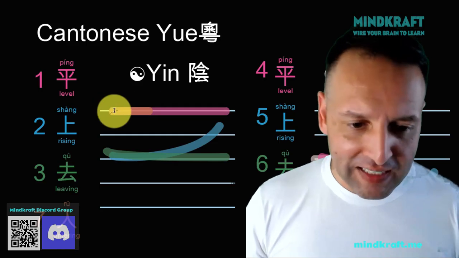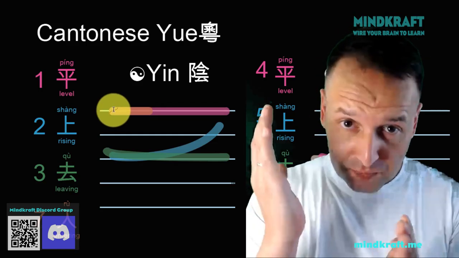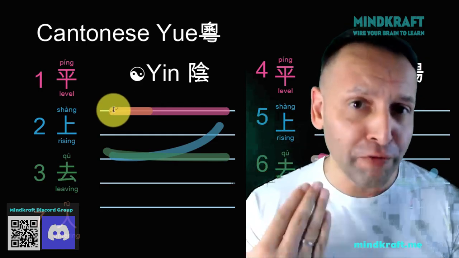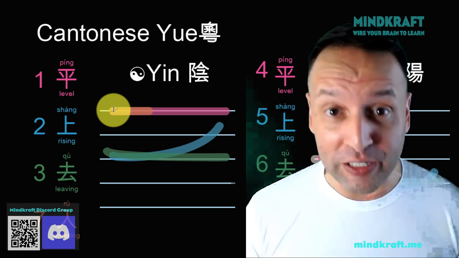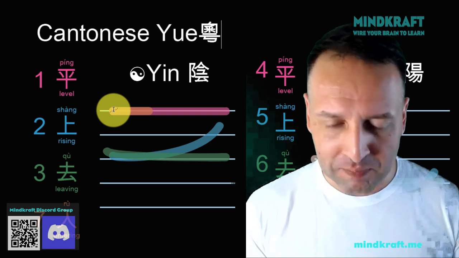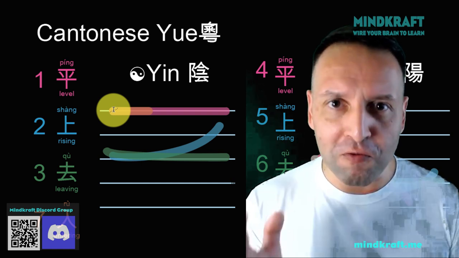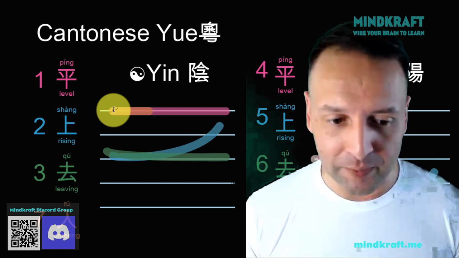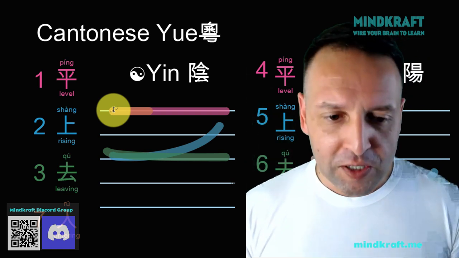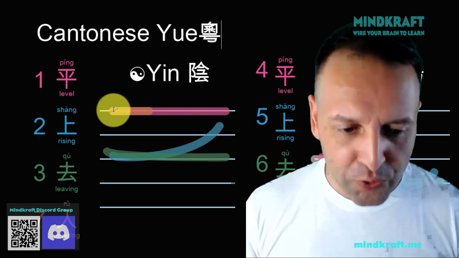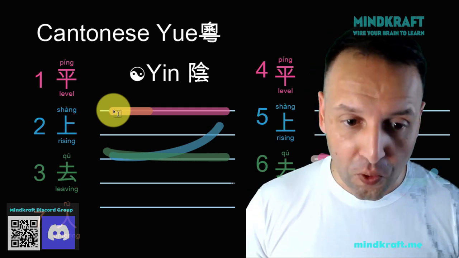And then finally, we have the entering tone, which is cut off at the end. That's what entering tone means, 入声. Now, Mandarin doesn't have any entering tones left. There's actually no final hard endings in anything in Mandarin, and so the entering tone just became one of the other three. But let's listen to what the entering tone will sound like for this one.